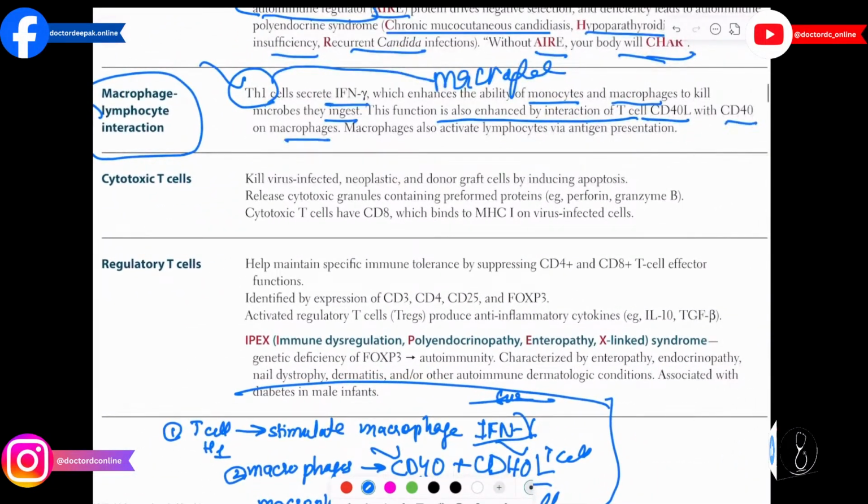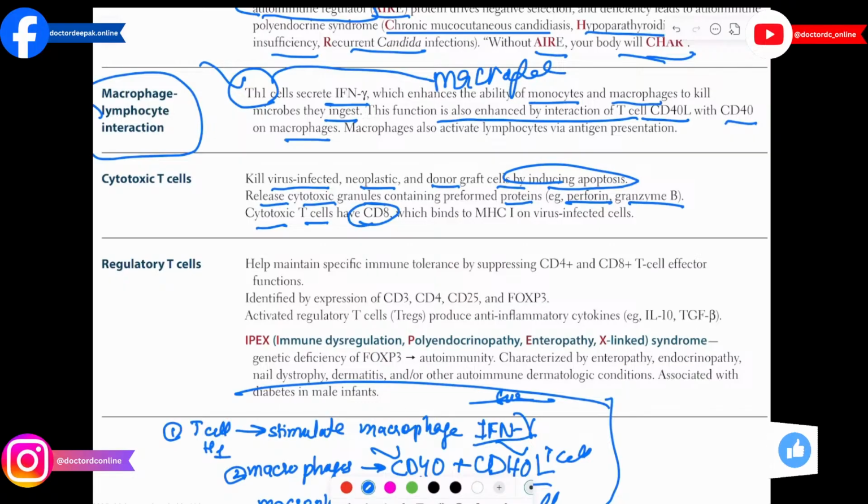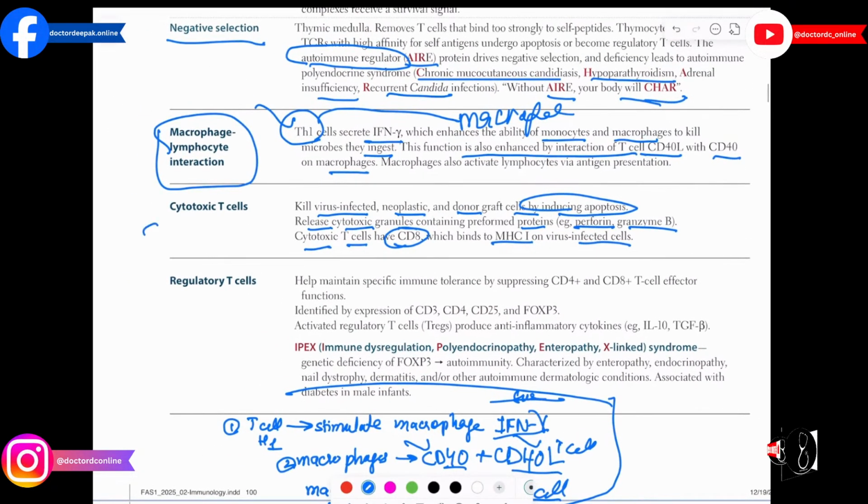Now the cytotoxic T cells, they kill viruses, neoplastic cells and donor graft cells by inducing apoptosis by perforin and granzyme. Already you guys know. They release cytotoxic granules containing preformed proteins, perforin and granzyme B, and cytotoxic T cells are from CD8, which bind to MHC class 1 on virus infected cells. Already you guys know that CD8 cells form cytotoxic T cells that kill viruses, mainly neoplastic cells and donor graft cells also.